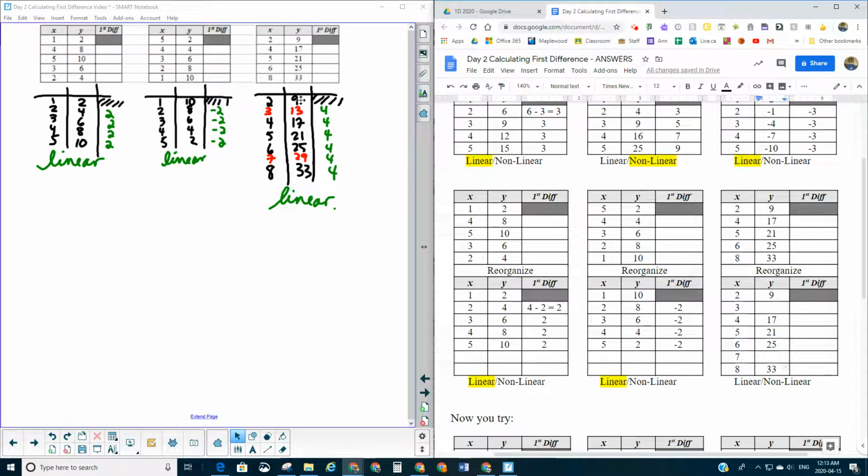Well, we figured out the number in between there is 13. And the number in between these is 29. And then the first differences are all 4. Each jump is 4. And so since each of these is the same, this one is linear.